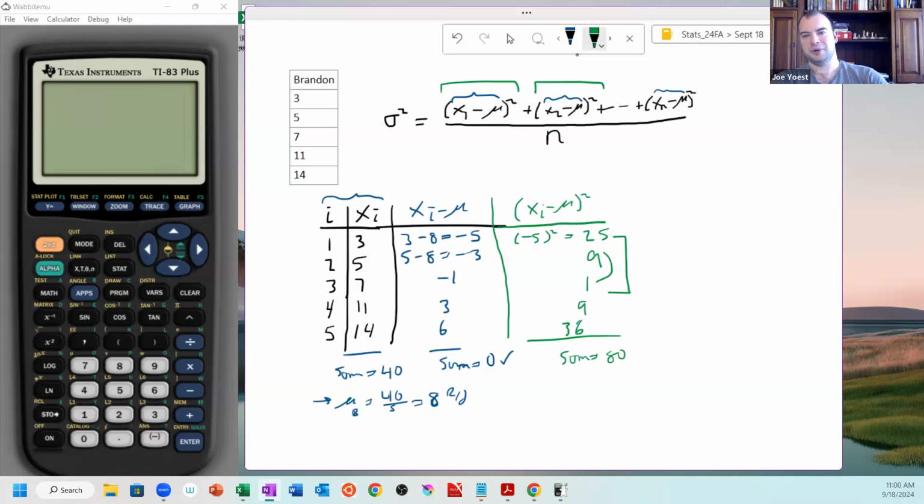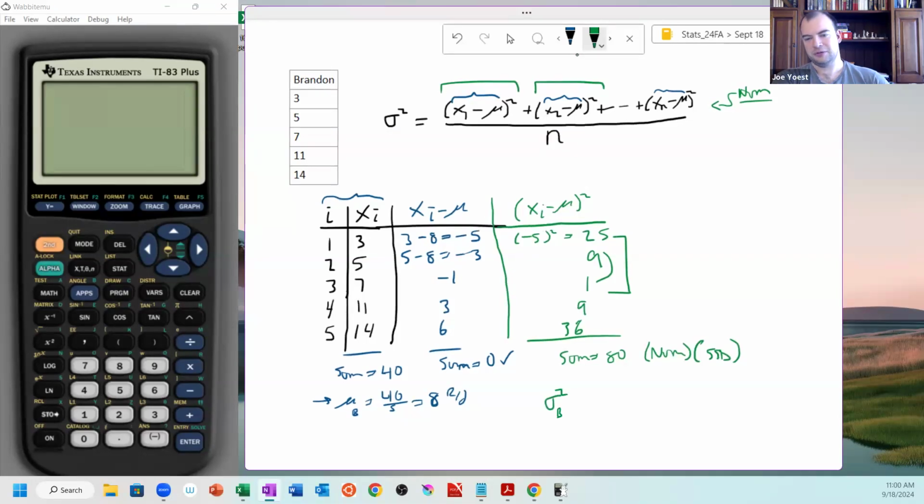And what does this sum represent? It represents the entire numerator. It represents the sum of the squared deviations from the mean. Sometimes we actually call this the SSD, sum of squared deviations from the mean. But it's the numerator in this big fraction.